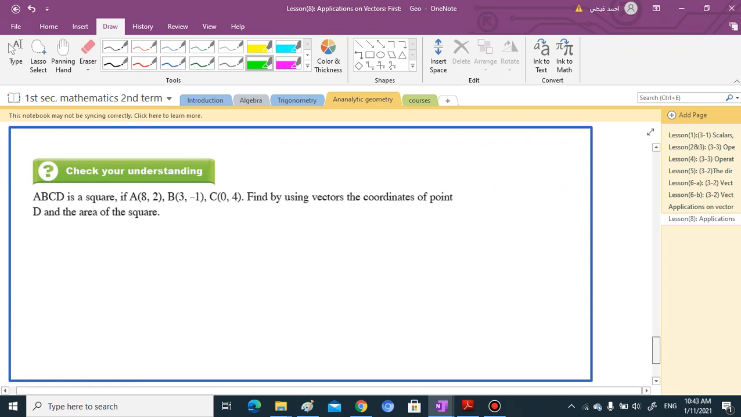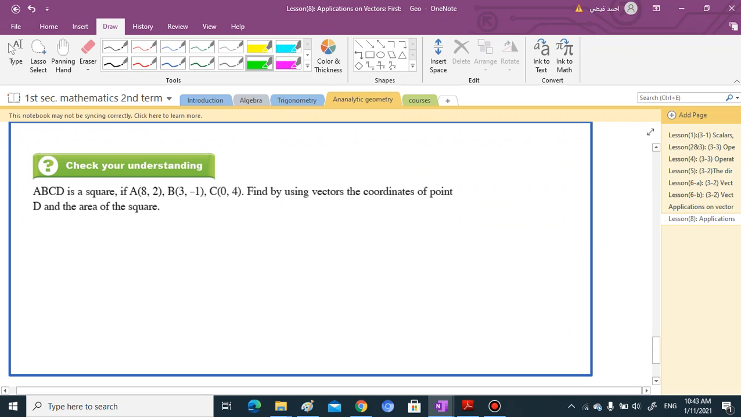Another example, ABCD is a square. If A equals (8, 2), B is (3, -1), C (0, 4), find by using vectors the coordinates of D. So we have here square ABCD, and we want to find D by using the properties of squares. So we have AB is equivalent to DC. So we can write it as B minus A equals C minus D. So we want to find D.